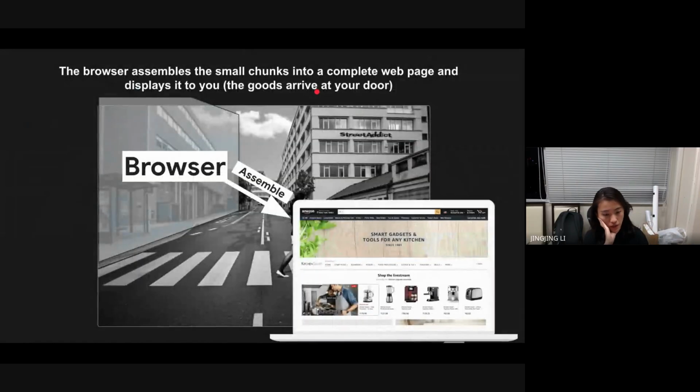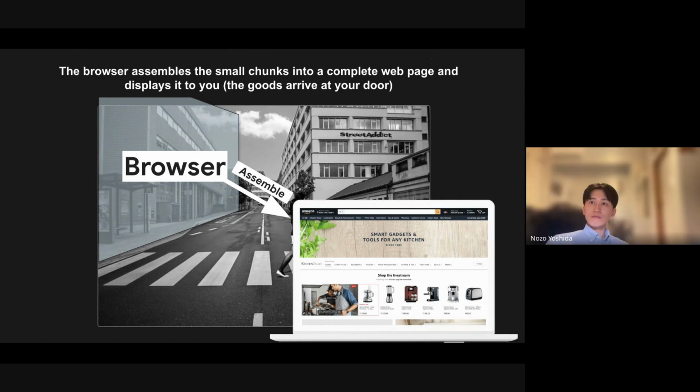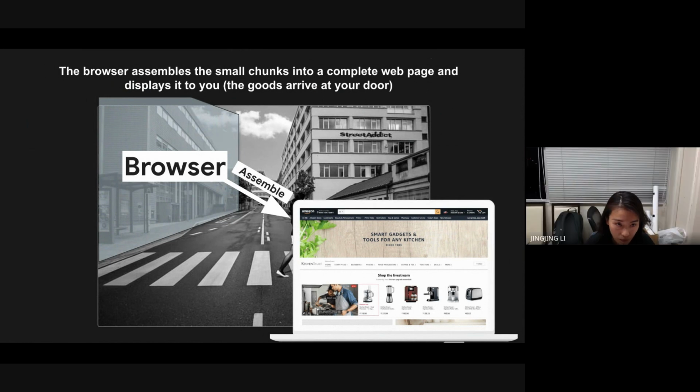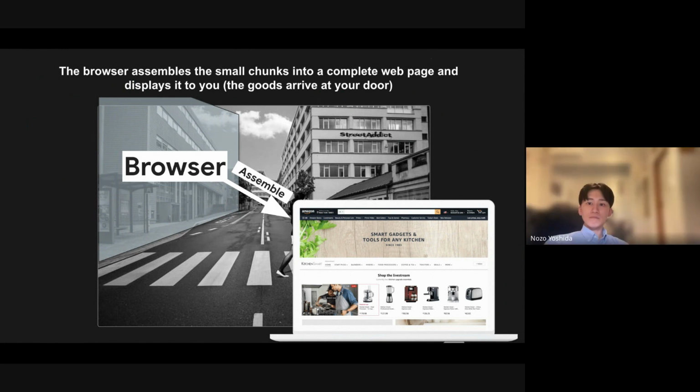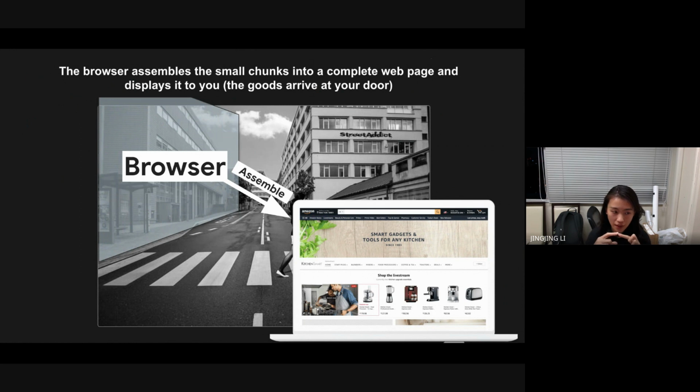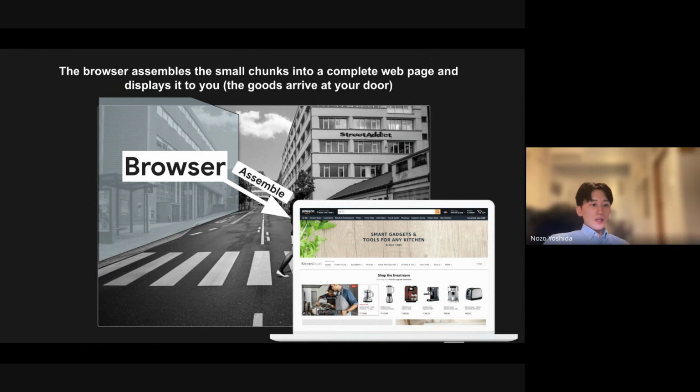I have one question about this page. The small chunks, does that mean things like the IP address, the HTML, and the name of the shop are different chunks? Yes.